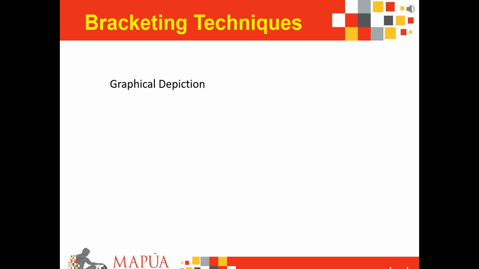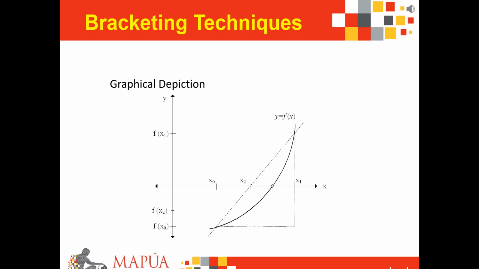This is a graphical depiction of how the technique works in evaluating for your root. After setting up an initial value x0 in this graph, which has a negative function f(x0), and x1, which has a positive function f(x1), we connect these two points using a straight line, and that straight line will eventually intersect your x-axis. That straight line is also known as your secant line.